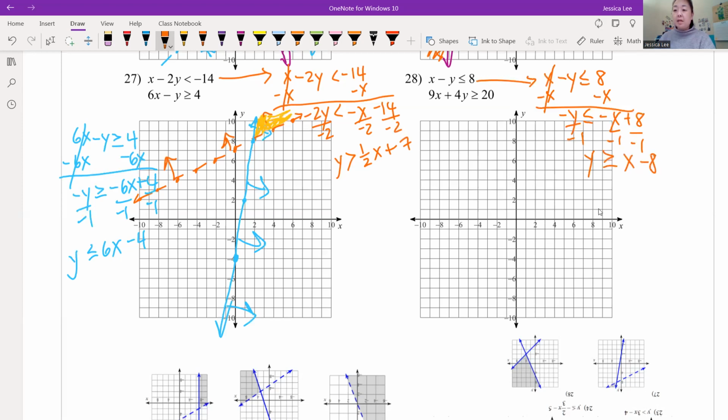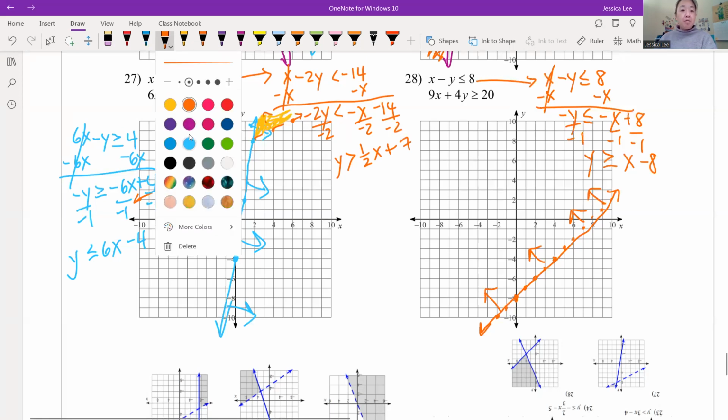x minus 8. We're going to go to minus 8, and that's a positive 1. So we're going to go up to the right, positive. All right, and that's going to be a solid line, that it can equal to. There we go. And then we have y is greater than, so we know it's going to be above this line.